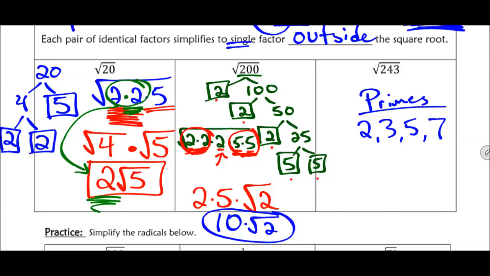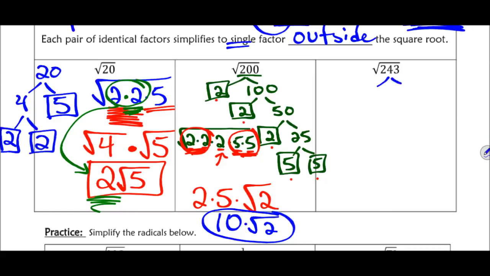If you're not sure what something divides by, like this 243, I don't immediately see what that's going to be divided by. I know 2 doesn't divide it nicely. I know 5 doesn't divide it nicely. So I'm going to try 3 first. If I divide that by 3, that actually is going to work out nicely. That's going to give me 3 and 81. 3 doesn't simplify anymore, but 81 will. That splits into 9 and 9. And then 9s will split into 3 and 3.